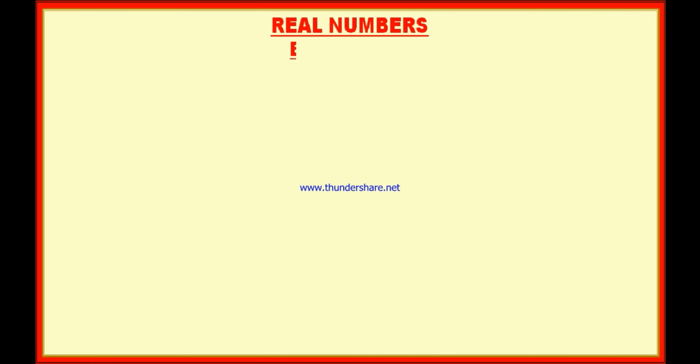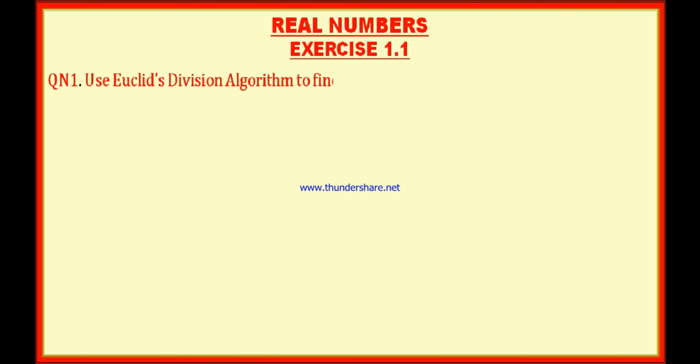Here is the exercise 1.1. Look at question number 1. Use Euclid's division algorithm to find the HCF of 900 and 270, and the third bit is 1651 and 2032.